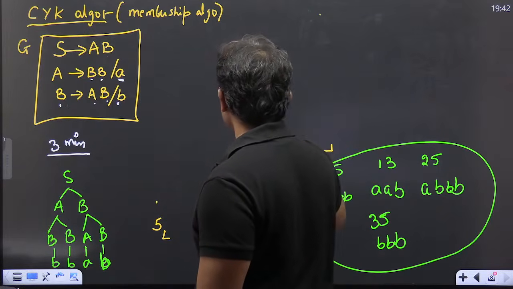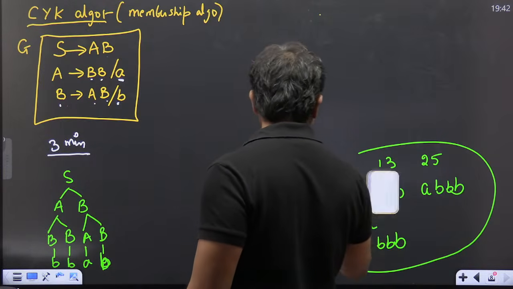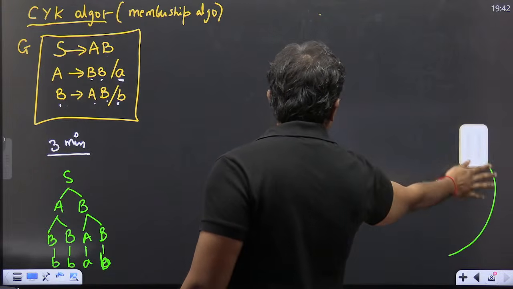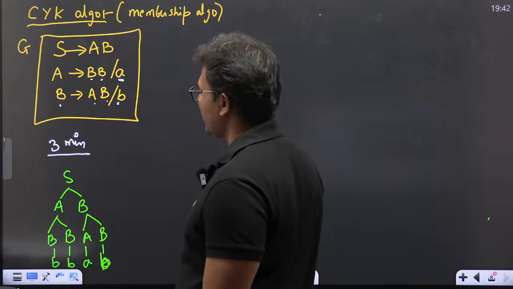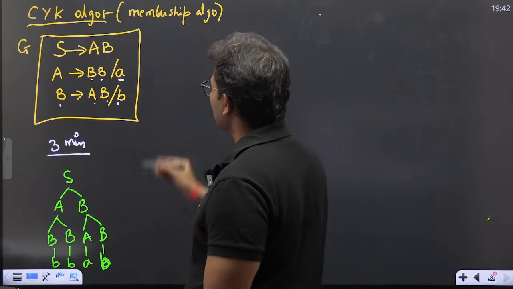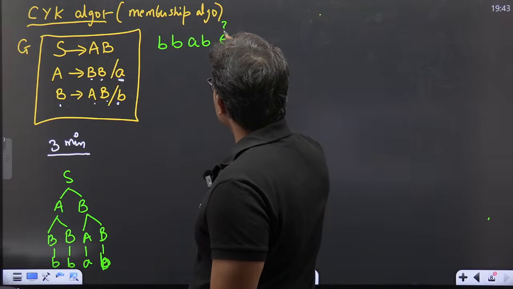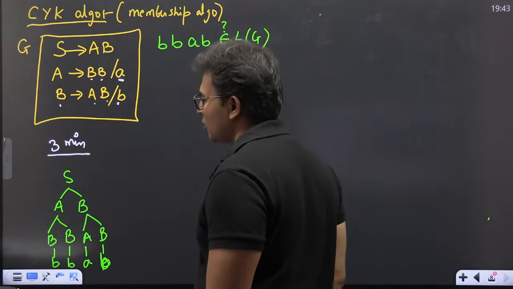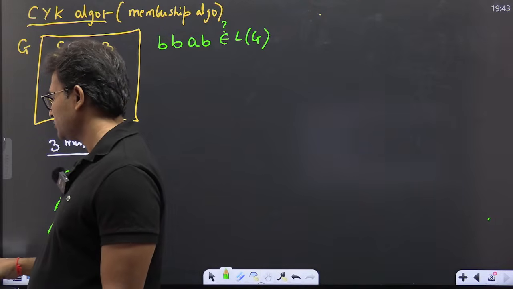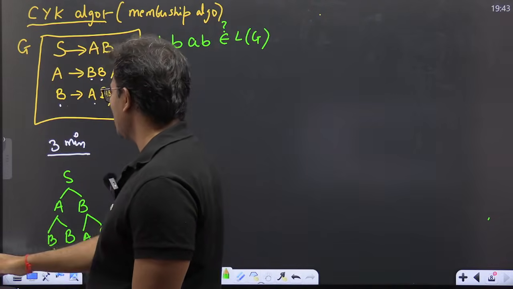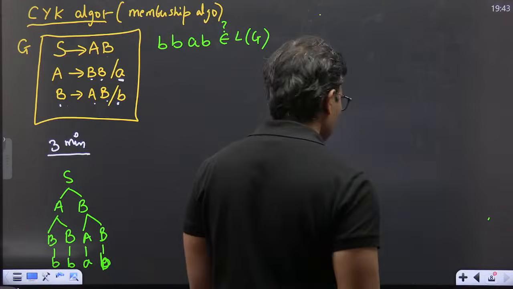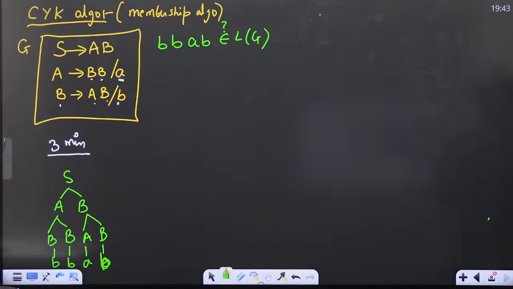Now construct the CYK table. Construct the entire CYK table for that given grammar. The grammar is given here. And then you have to say whether BBAB belongs to the language or not. Try doing that. Take 3 minutes of time. There is no shortcut for this, but we will practice a lot of questions. With practice, you will increase the speed.